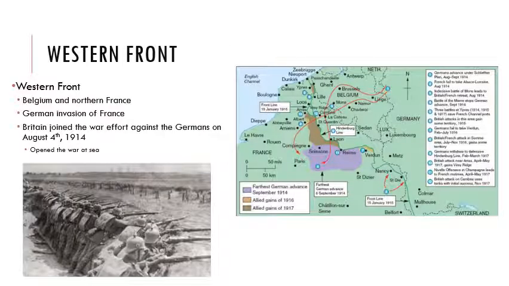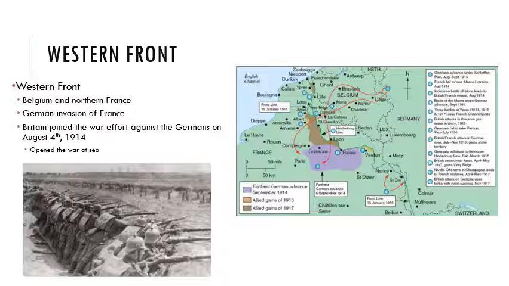So just to give you a quick overview of the different fronts we'll be looking at, the most popular, especially because of a book and a movie called All Quiet on the Western Front, and because it focuses on some of the nations the U.S. became more involved with, is the Western Front, consisting of mostly Belgium and northern France. It involved a German invasion of France, and then Britain joined the war effort against the Germans on August 4th, 1914, which opened the war at sea. So you have a stalemate between Germany and France, but also the British and the Germans mostly fighting at sea.